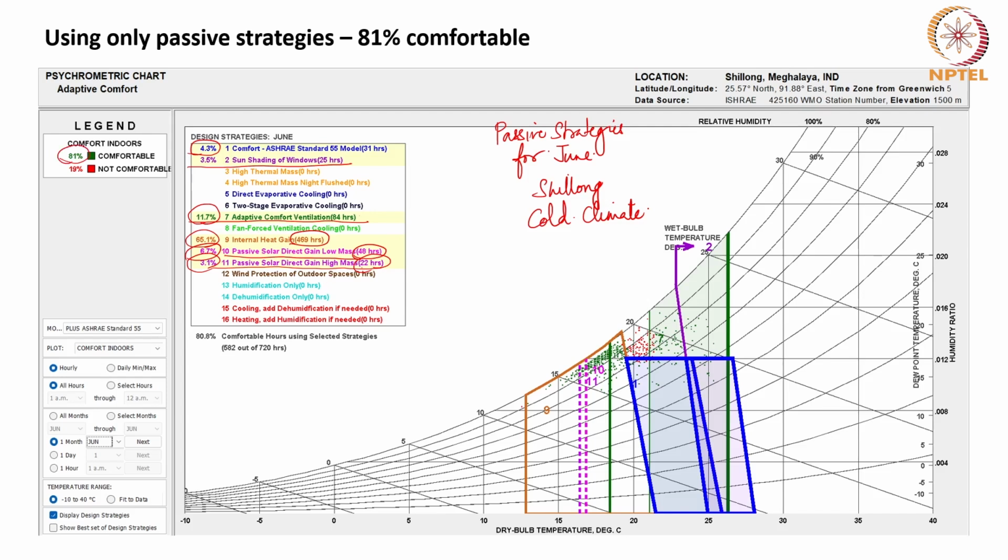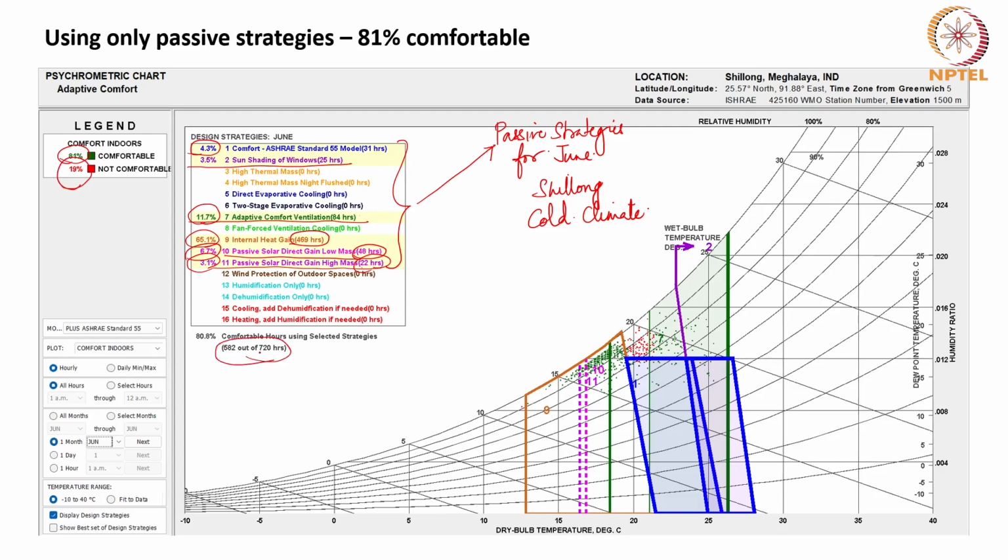81% of the total hours are comfortable in the month of June with passive strategies alone. There is still 19% of the hours which is not comfortable, and that requires active means.